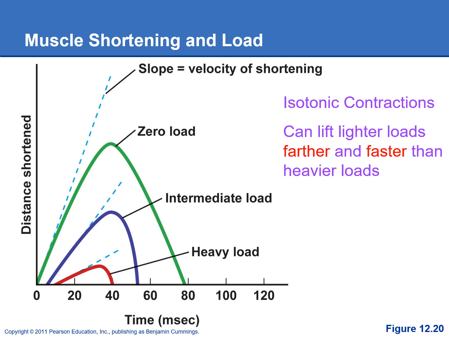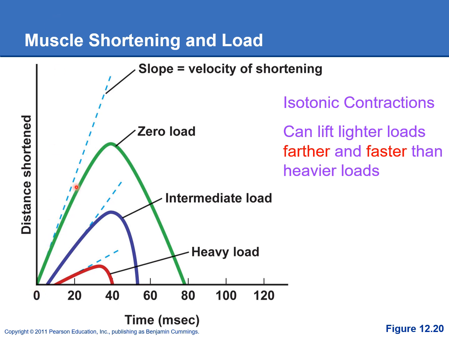Okay, so what we're looking at in this graph is we've got the time on the bottom, and then on the y-axis we've got the distance shortened, so how much the muscle is going to shorten. And then the slope is the velocity or the speed of shortening. Okay, so how fast the muscle will shorten.